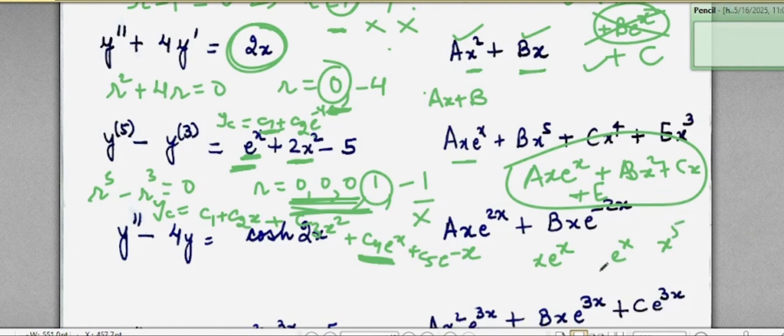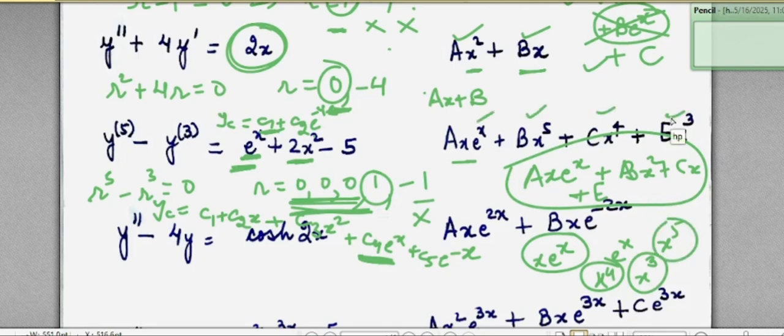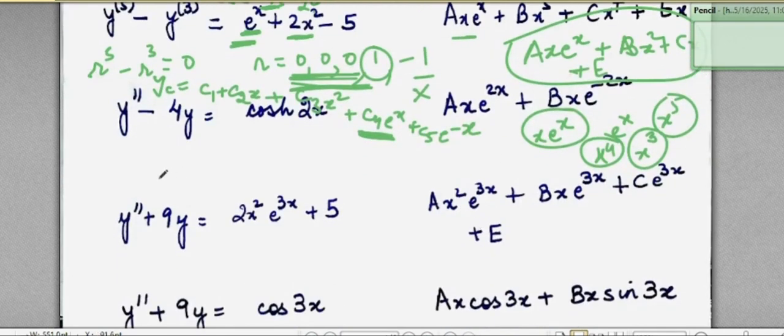x^5, x^4, x^3, and reduced powers will also come. But since x squared, x and constant type terms are already appearing in yc, we do not write them. So effectively you will get x e^x terms. e^x type term is already coming in yc, so we do not write it. Then x^4 type term, x^3 type term, x^5 type term. So these are the terms that you get effectively in your trial yp. This is the most optimized trial yp which you can write after removing duplication from yc and applying both the rules.